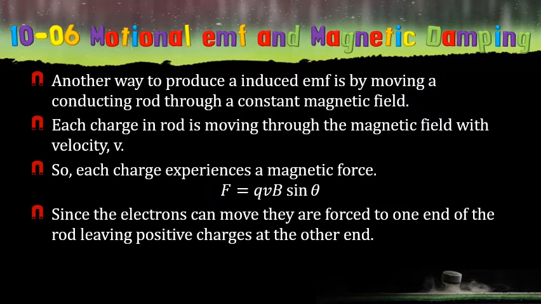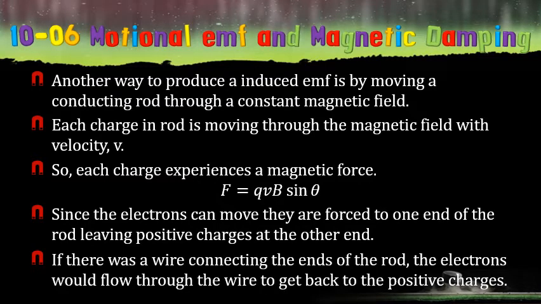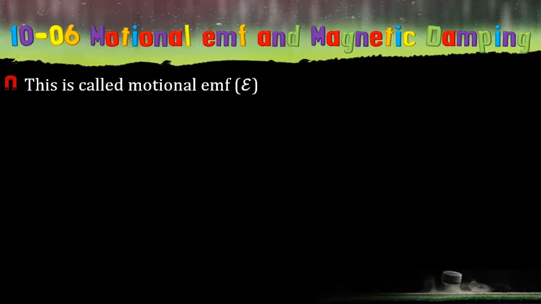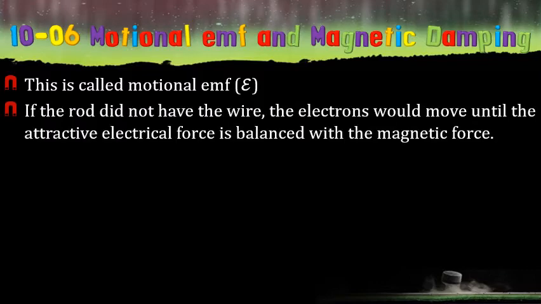Since the electrons can move, they are forced to one end of the rod, leaving the positive charges at the other end. If there was then a wire connecting the ends of the rod, the electrons would flow through the wire to get back to the positive charges. This is called motional EMF, with that little E symbol standing for EMF.